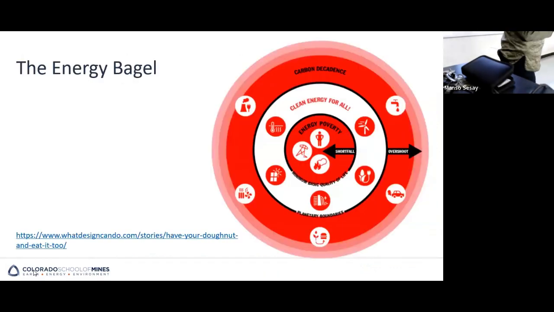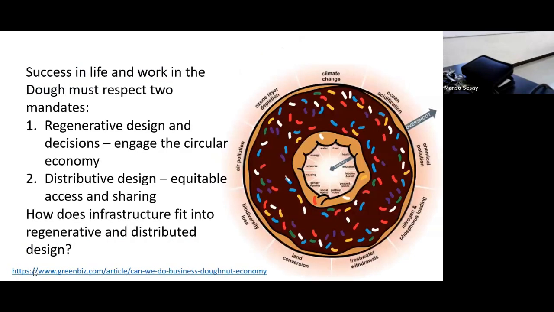And not to be put down, the energy people have created an energy bagel with the same idea. So we have energy poverty in the middle, not enough access to energy, and on the outside, carbon decadence. We are just putting CO2 out there with it, whatever we want. So you get the idea? This is a good way to think about things.